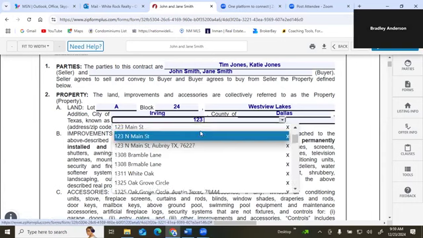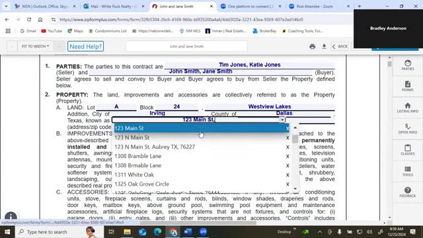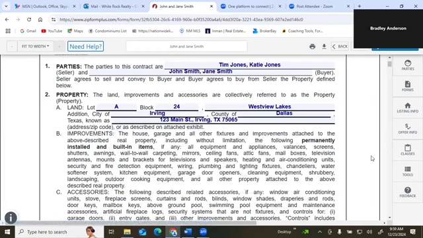All right. So Main Street, let's just say Irving, Texas. Okay. All right. And then it goes on to say what is included in this sale. So paragraph 2 is going to be the property. That's the physical home on the land. And then it says improvements, the house, garage, and all other fixtures. So fixtures is something that's nailed down, right?